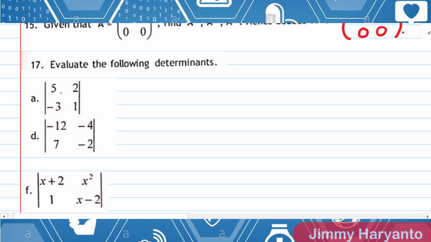And then for number 17A, we'll do these questions directly. So remember, this is the symbol for the determinant, right? So we have to find the determinant. I will be using Sarrus' method. So this one is 5 minus negative 6 equals 11. So the answer for number 17A equals 11. Next is D. This times this equals 24. This times this equals negative 28. So plus it, you will get 52. The answer for D is 52.